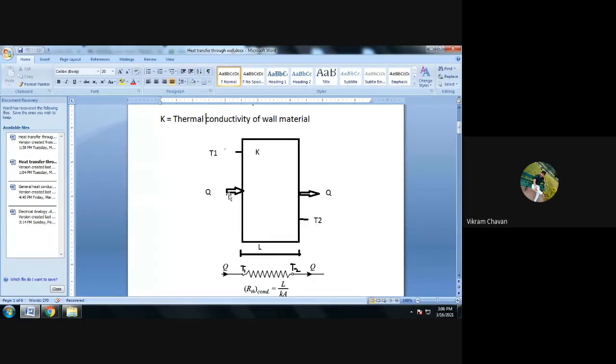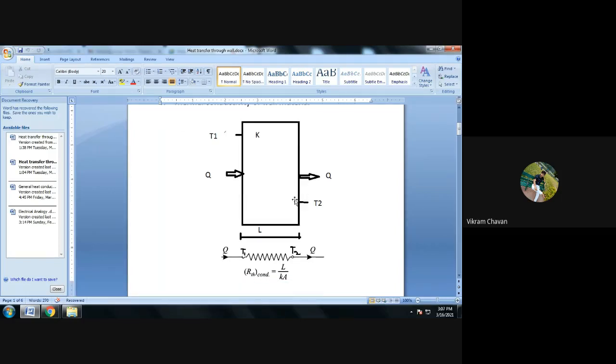So that the heat transfer symbol is provided over here. Q amount of heat will be transferred from this surface to this surface. Now, to reach the other surface, the heat should travel a distance equal to the thickness of that particular wall, because we are considering only one dimensional geometry. So the heat should travel through a distance of L meter, equal to the thickness of the wall, to reach the other surface.